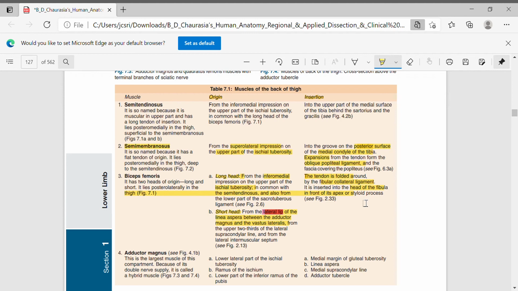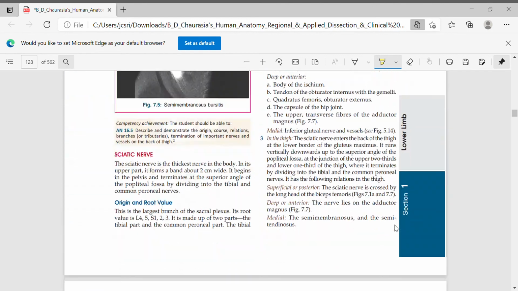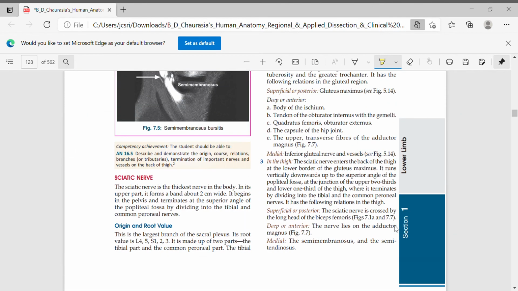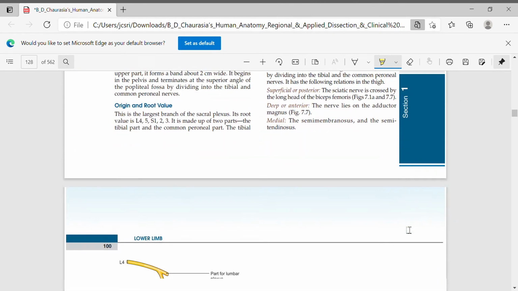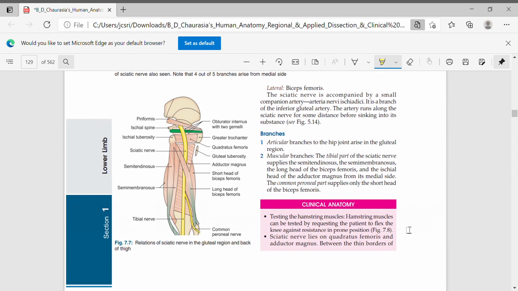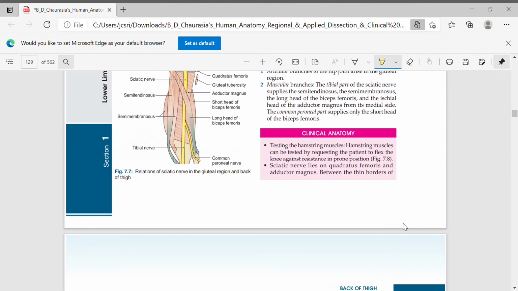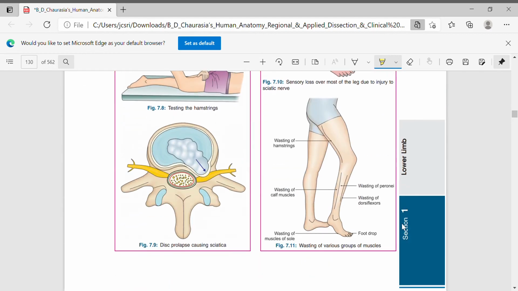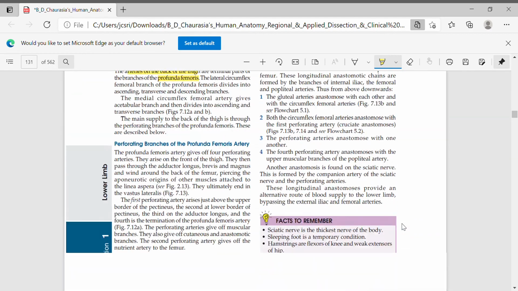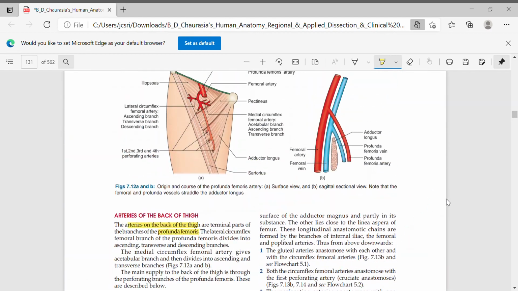Once that is over, we see the sciatic nerve. Coming on with the next thing, we have the sciatic nerve. The sciatic nerve is a big one. There are branches also given for the sciatic nerve. We will see that in a separate video.